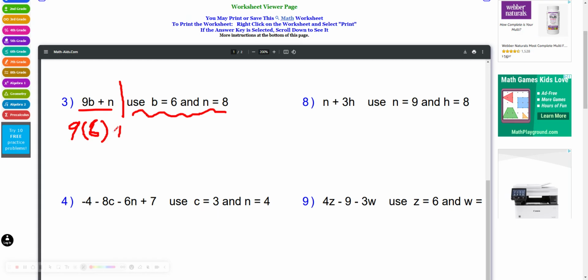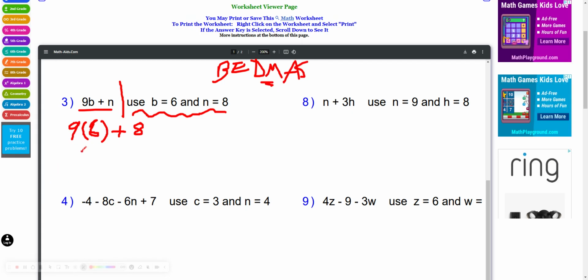Plus sign drops down. n would drop down, but I know what n is. n is 8. So 8 drops down instead of n, because 8's going in for n. And now I just do BEDMAS. Follow my order of operations. Oh yeah, multiplication comes first. So 9 times 6, that's 54. Plus sign drops down, 8 drops down. 54 plus 8, that would be 62. Boom. And I've simplified this algebraic expression.